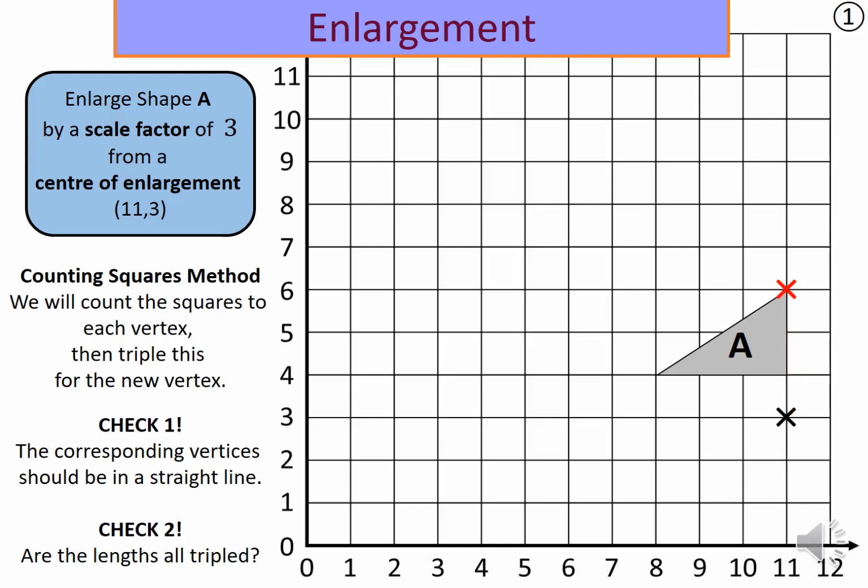To work out the distance of another vertex, I can see that I go 3 up. I need to times that distance by 3. So now I go 9 up from the center of enlargement. And I'll mark the new position of the vertex.